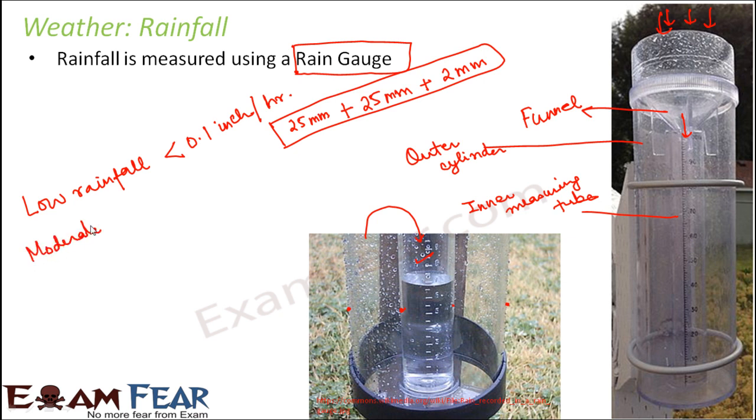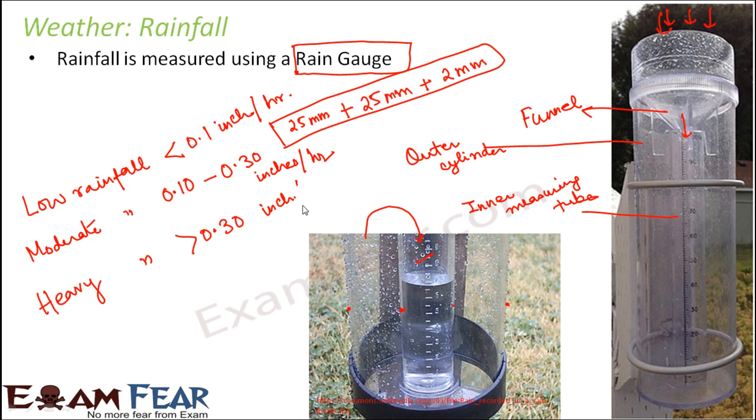What would be moderate rainfall? Moderate rainfall would be anything in the range of 0.10 to 0.30 inches per hour. So this would be the range for moderate rainfall. And when you talk about heavy rainfall, heavy rainfall would be anything more than 0.30 inches per hour. So that would be heavy rainfall. Basically, with a rain gauge, rainfall amount is described as the depth of the water which is reaching the ground in inches. So we are actually trying to measure the depth of the water which is reaching inside this tube. That's what we are trying to do.